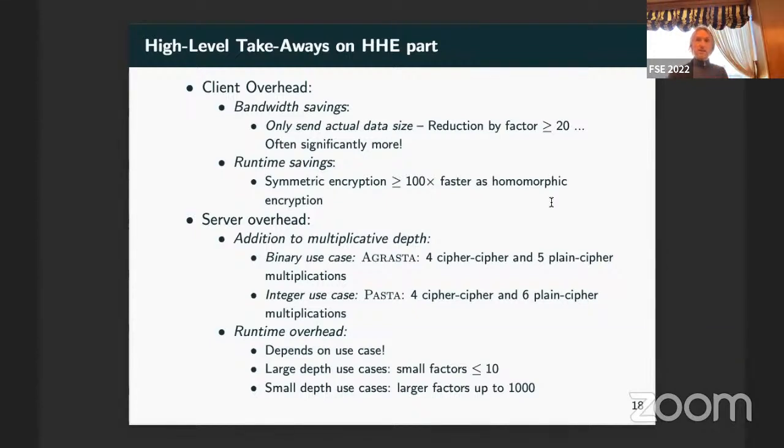For the concrete case of PASTA that we did, I have here a few takeaways. This is basically for the type of HE scheme that is not used for the machine learning use cases, but for other computations. This seems to be the most promising at the moment, where the bandwidth reduction is something that we can report on with practical implementations of a reduction of at least a factor 20, but this is actually the worst case. In practice, it's much more.